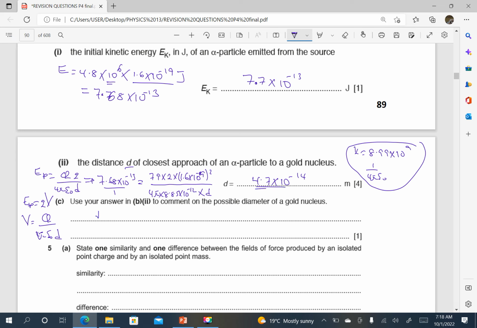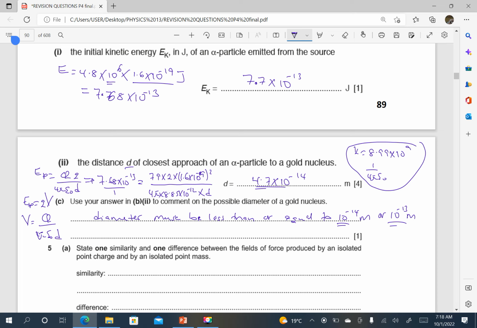So the diameter must be less than or equal to 10 power negative 14 meters. It must be less or equal to 10 power negative 14 meters, or another value close to this. It can also be 10 power negative 13 meters.